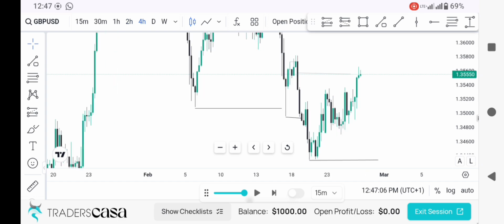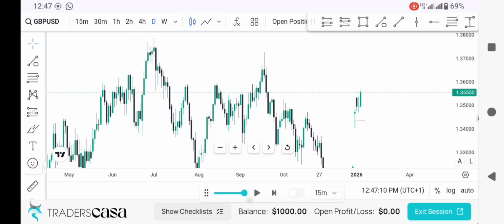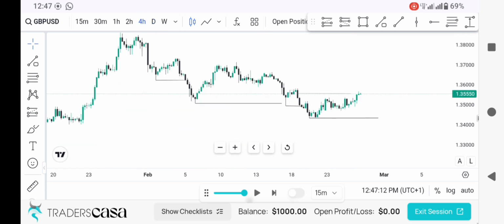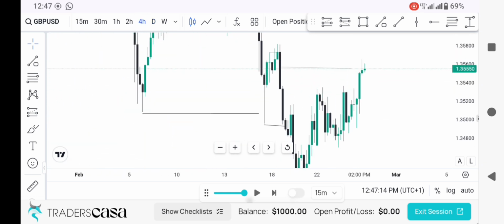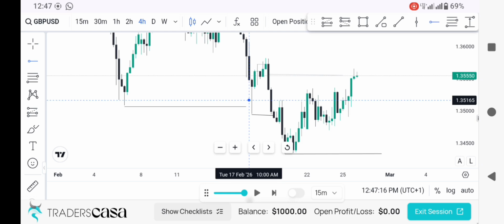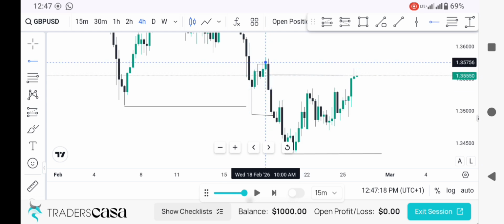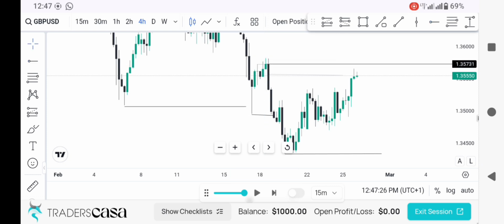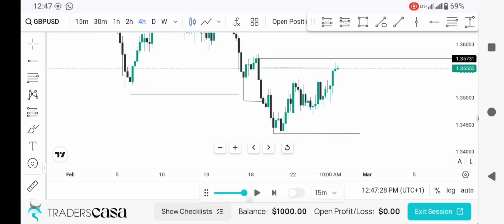I would check before daily, but daily is not clear, so let's just use the 4 hour time frame. At our point of interest right here, we have an order block and a rejection block. The order block is already tapped, so let's use the rejection block. The rejection block is usually much stronger than the order block.